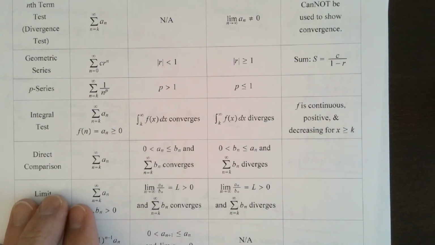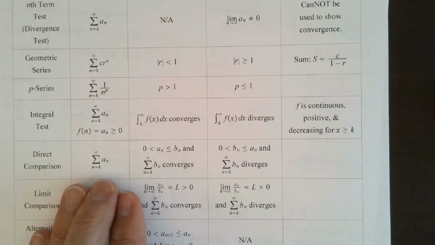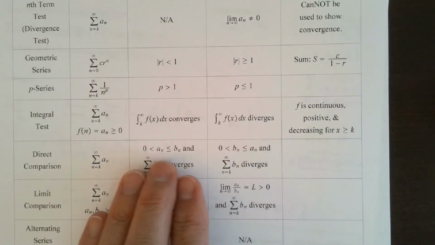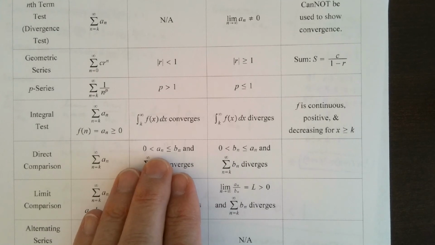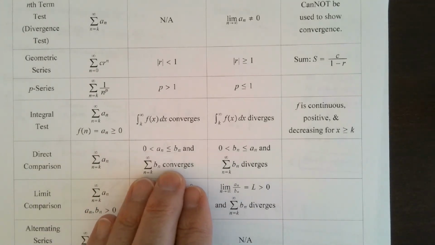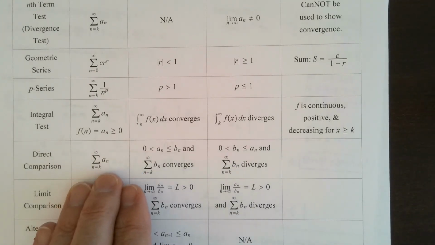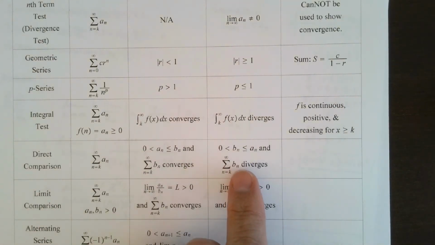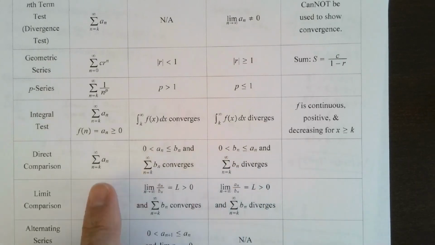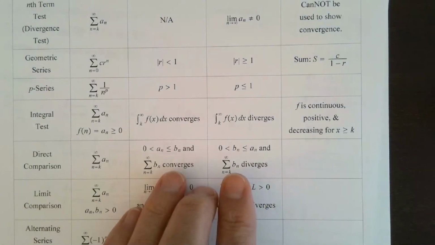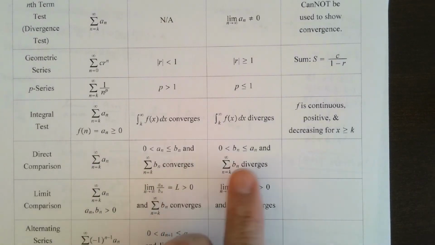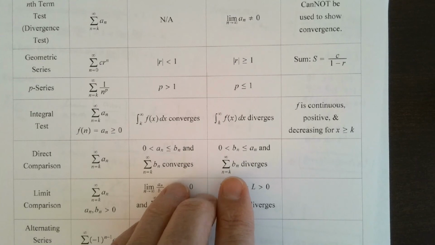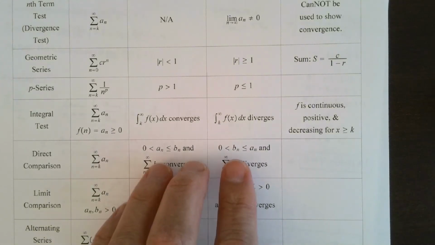Direct comparison, right? There we're talking about positive term series, greater than 0. If the b sub n's are greater than the a sub n's and b sub n converges, then the a sub n's are going to be convergent. If the a sub n's are greater than the b sub n's and the b sub n diverges, then the a sub n's are divergent. Remember, it's real important that there are only these two possibilities, and the direction of the inequality has to be there.